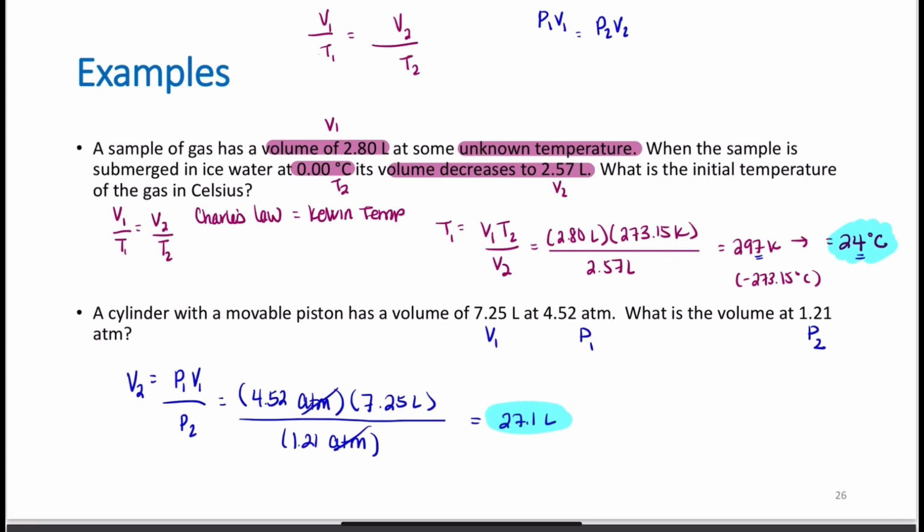So a cylinder with a movable piston has a volume of 7.25 liters at 4.52 atmospheres. If the pressure was decreased to 1.21 atmospheres, the volume would be increased to 27.1 liters. No surprise, volume and pressure are inversely proportional to one another. If I decrease the pressure, the volume should increase.